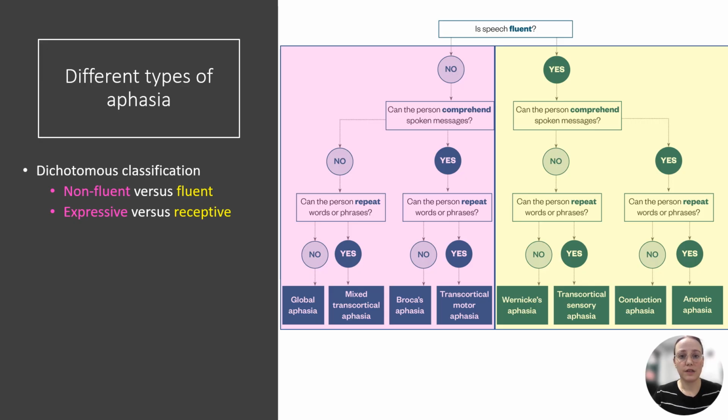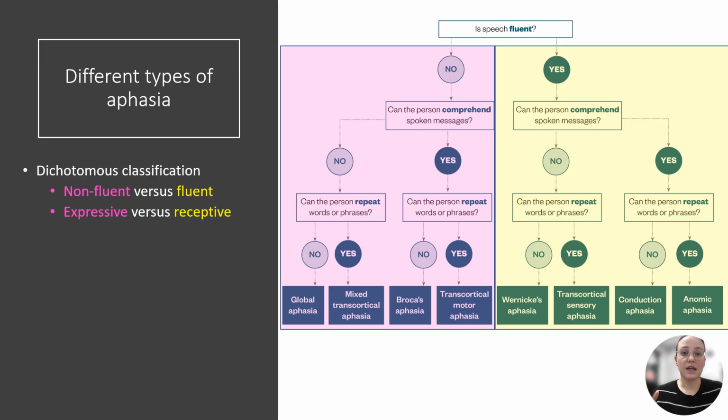Aphasia is often characterized into types. Now, some of these types are more common than others. Some just are more well-known than others. An example of a very well-known type of aphasia is Broca's aphasia. In the field, we think of types in different ways. So some ways we think about it, we call it dichotomous classification, meaning one or the other.